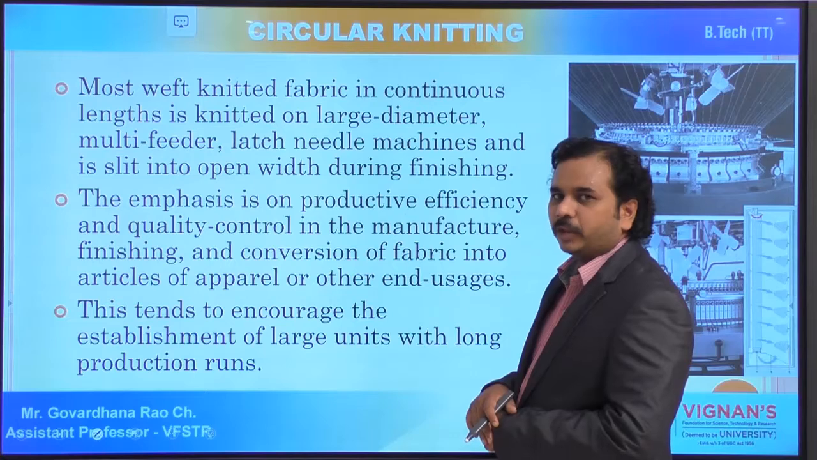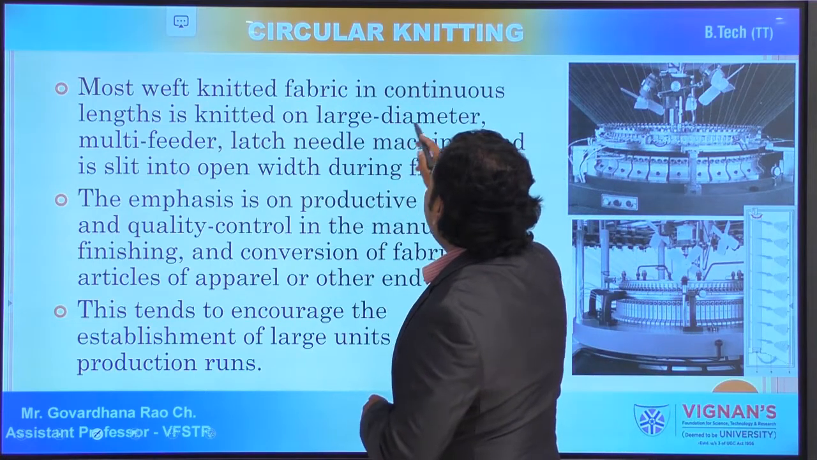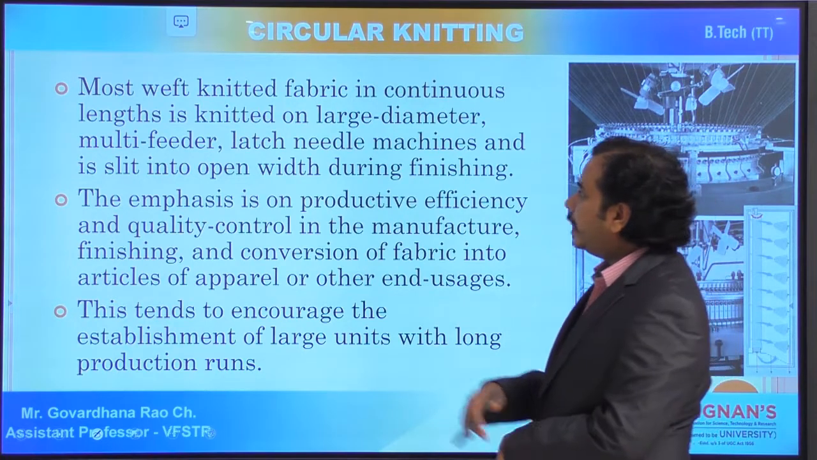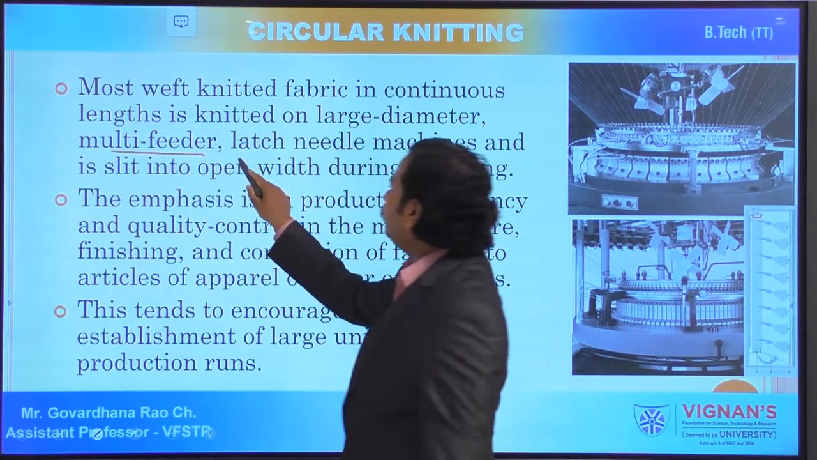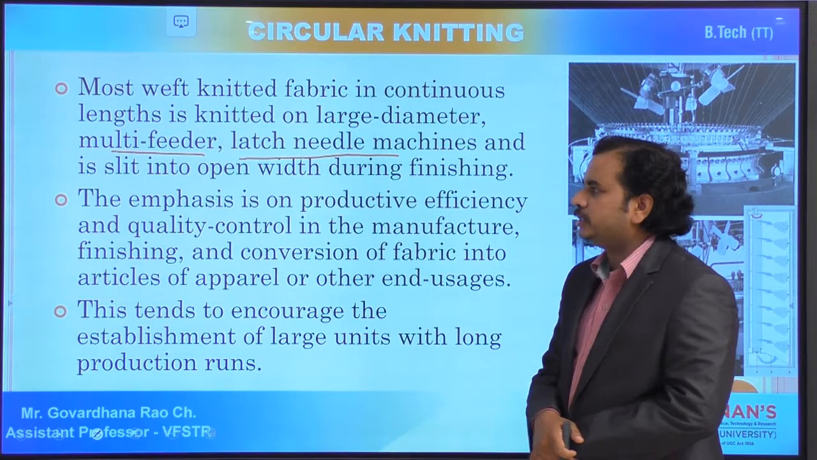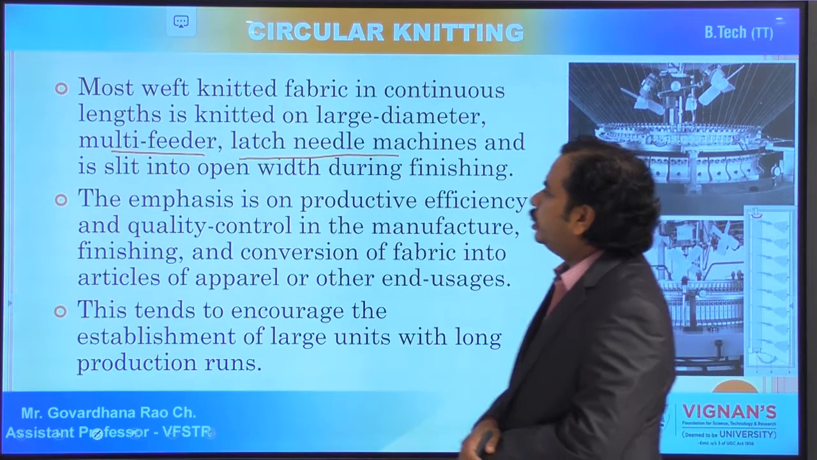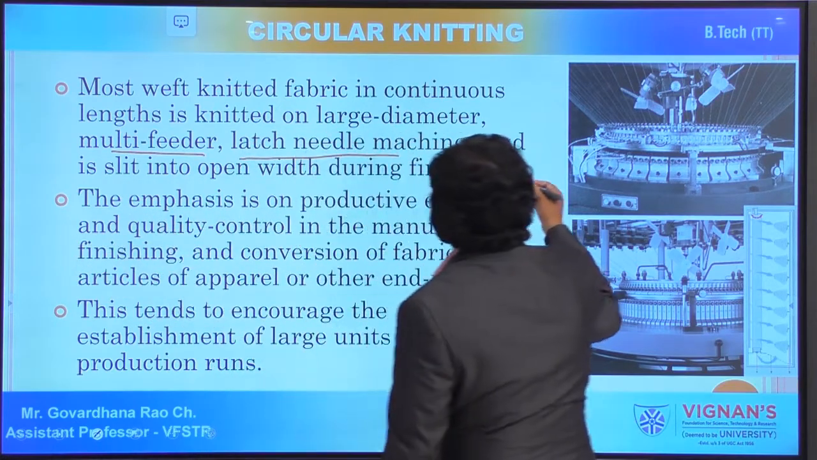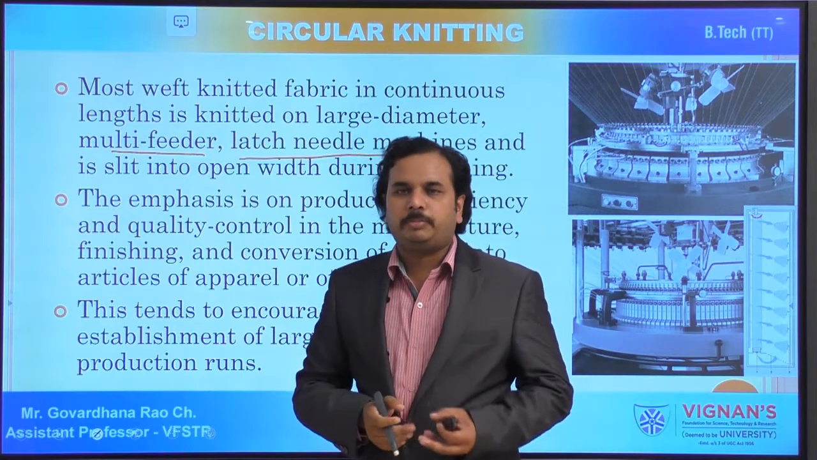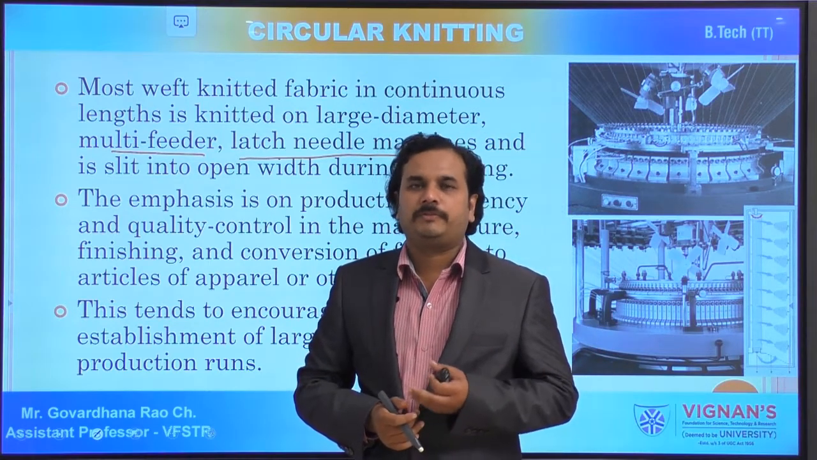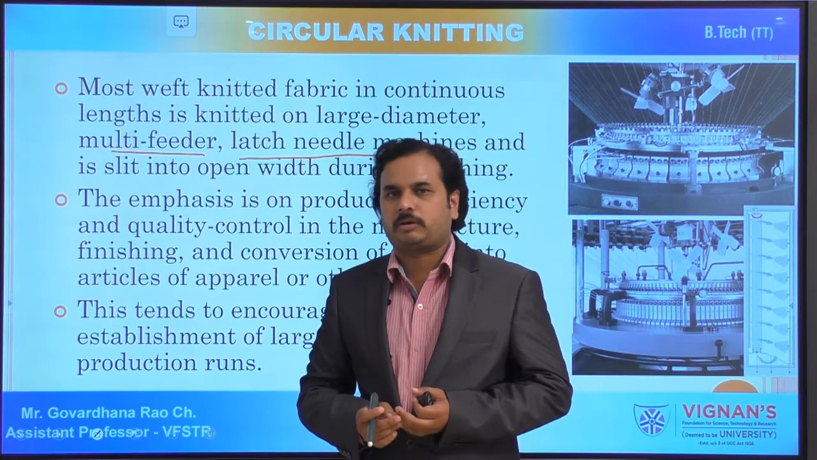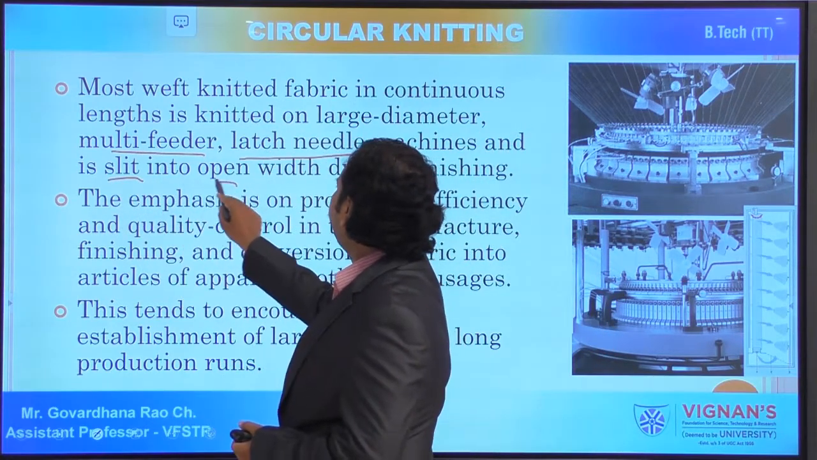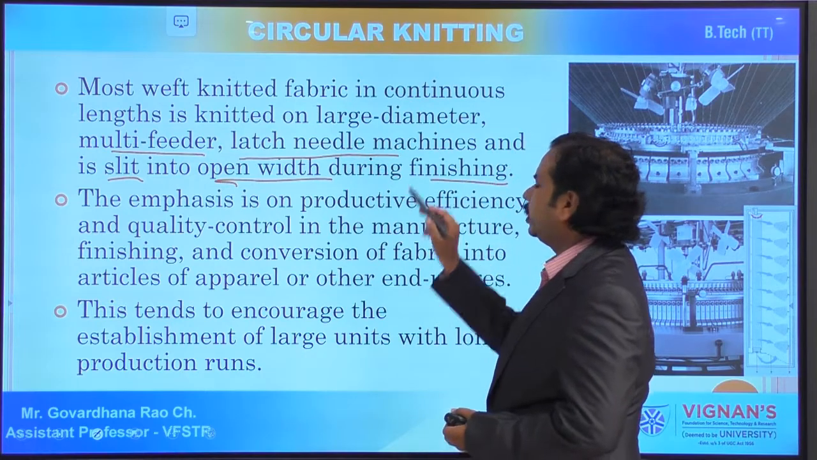Coming to the next point, most weft knitted fabric in continuous length is knitted on large diameter, multi-feeder machines, most probably latch needle machines, and slit into open width. After fabric manufacturing, these circular knitting machines prepare the fabric in the form of a tube, which is why we talk about tubular fabric. After the making of the fabric, this fabric is slit into open width form and is finished in the finishing area.